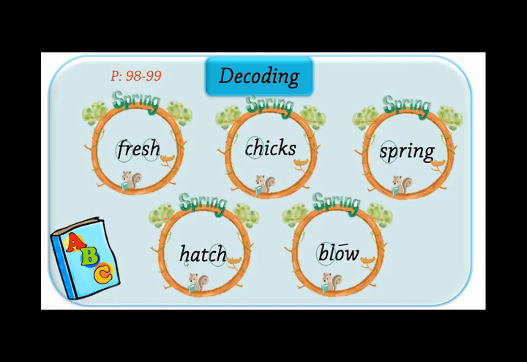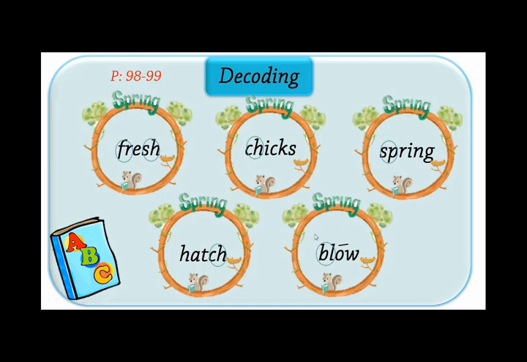Hatch. H, a, ch. Again. H, a, ha. Ha, ch. Hatch. Repeat it. Ha, ch. Hatch. That's great. And the last word here is blow. Say it with me. Blow. B, l, bl. Bl, o, blow. That's great.